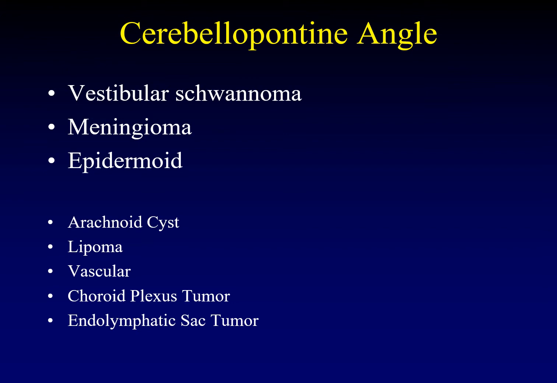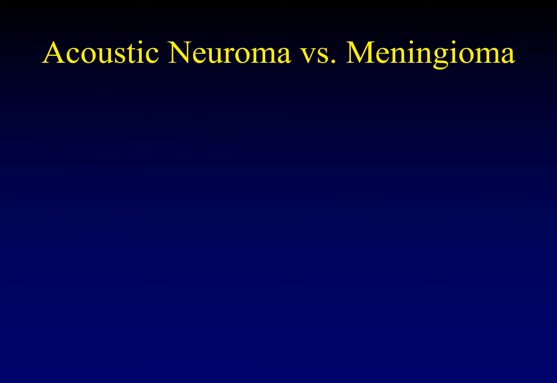Usually, when you encounter an enhancing mass in the cerebellopontine angle cistern, you're trying to distinguish between a vestibular schwannoma versus a meningioma. And usually, when it's a cystic lesion, you're trying to distinguish between an epidermoid and an arachnoid cyst, so we'll talk about those pairs. How can we tell the difference between an acoustic neuroma and a meningioma? These are both enhancing masses that occupy the cerebellopontine angle cistern. So what are the differentiating features?